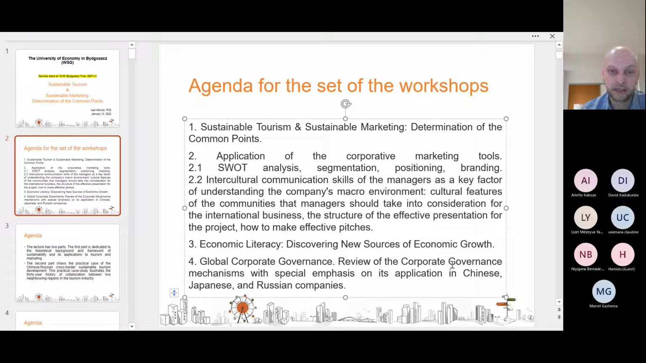And the last one, it is global corporate governance. We will make a review of corporate governance mechanisms with special emphasis on its implication in Japanese, Russian, and Chinese companies. So here you can see the implementation of corporate governance on Asian and European market.